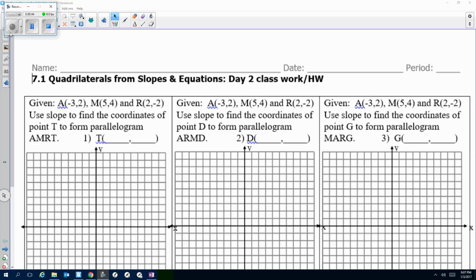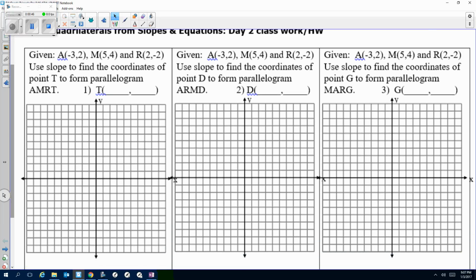So first start off, get the points graphed. So I'm going to minimize this so we don't see. Hopefully they'll let me do that. Doesn't look like it's, oh, there it goes. All right, so I'm going to get this graph.